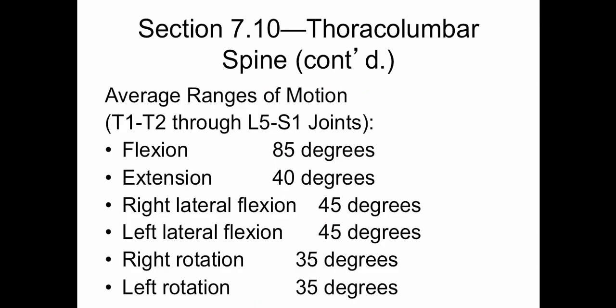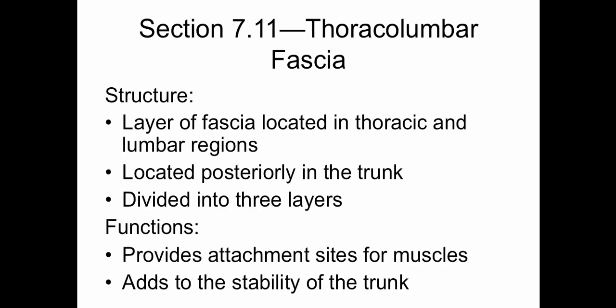This slide lists the average ranges of motion that take place in the thoracolumbar spine from an anatomic position. As can be seen, the spine in the thoracolumbar region is extremely flexible. The thoracolumbar fascia. The thoracolumbar fascia is a layer of fascia located posteriorly in the thoracic and lumbar regions of the trunk. Two sheets of thoracolumbar fascia exist, one on the left side of the body and one on the right side of the body.